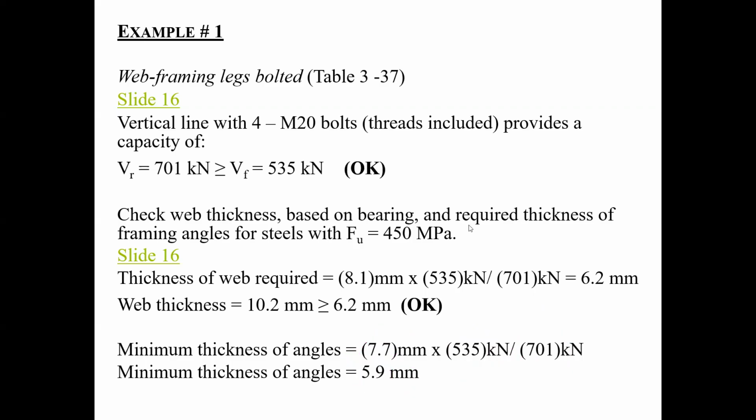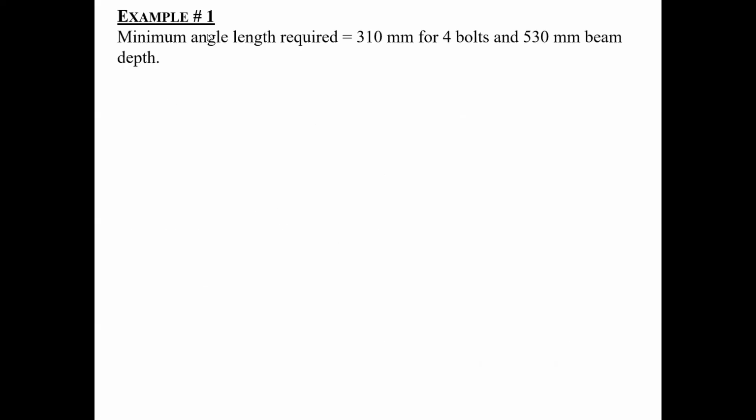Now I'm not there yet. I'm just going to check on the other side what size of weld I'm going to need, and that's going to determine the thickness of the angle. Then from there, I'll make sure I have at least this value so that I also satisfy the bolted side of my connection. So now the minimum length was 310, 4 bolts, and the beam is 530.